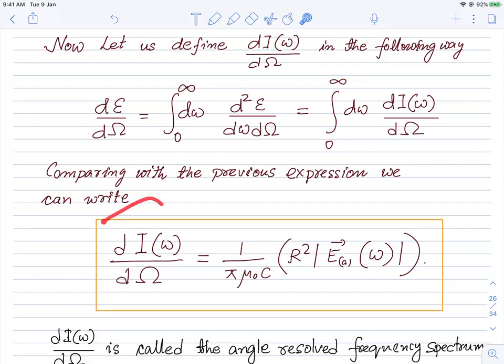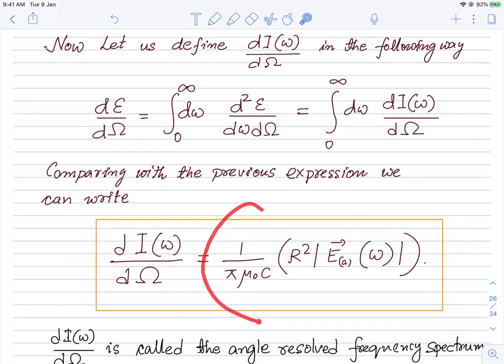And this dI d omega is basically the so-called angle resolved frequency spectrum. This is not the power. This is, if you like, the energy per unit solid angle written in terms of per unit frequency instead of per unit time. So this is the spectrum. Instead of writing energy per unit time, you write energy per unit frequency, and that is what is known as the spectrum. This is the angle resolved frequency spectrum, because you also know the angular dependence.